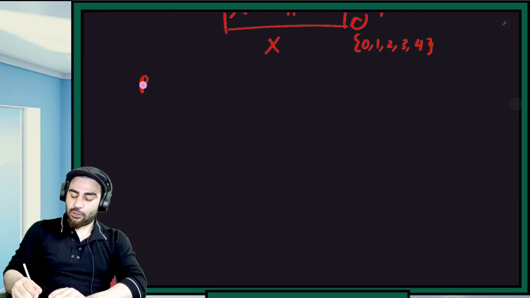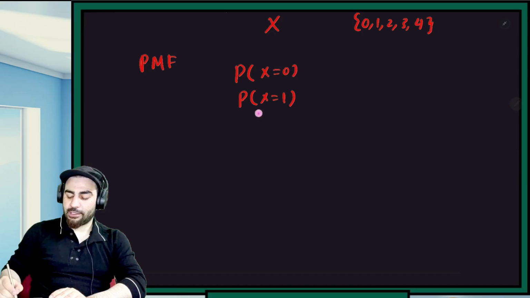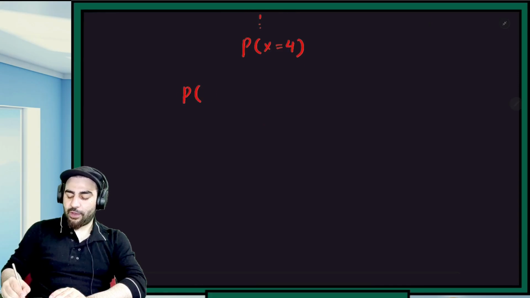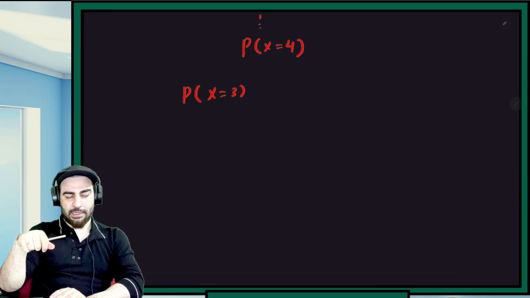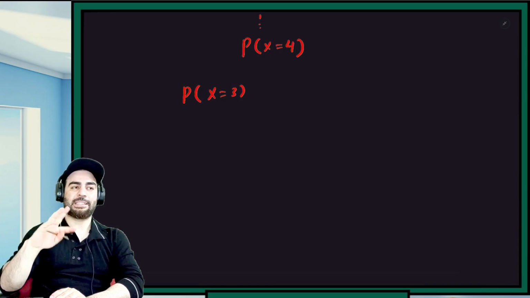In order to construct its PMF, we should be constructing probability of x is equal to 0, probability of x is equal to 1. That means the probability that there will be no aces, there will be 1 ace, and so on, up to probability x is equal to 4. Let's suppose we'll do it for probability of x is equal to 3. That means out of the 5 cards that we have taken out of that 52 card deck without replacement, we should have 3 aces out of these 5 cards.